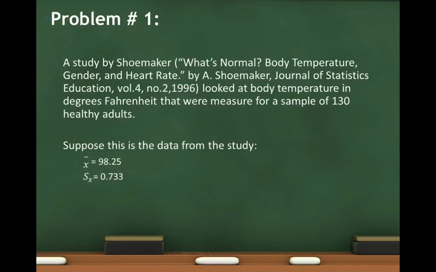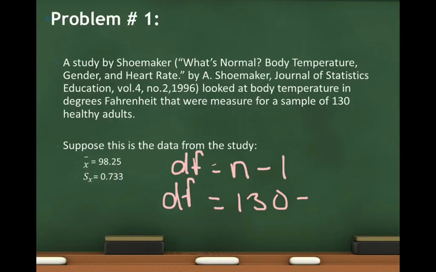Before we start trying to do this problem, remember for inference for means, we want to find our degrees of freedom. When we find our degrees of freedom, that's our sample size n minus 1. So here we're going to have degrees of freedom of 130 minus 1, so 129.